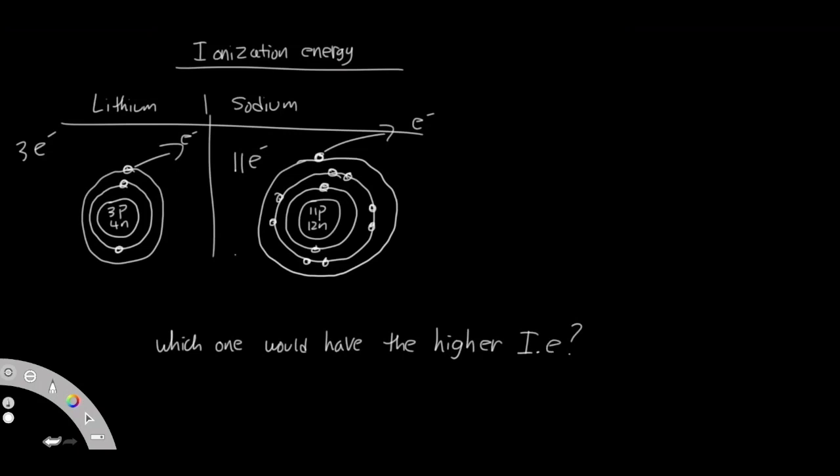Think back to our second last video, ionic radii, about the effective nuclear charge. Which one has a higher effective nuclear charge? Definitely sodium, because it has a higher atomic number. Because there's 11 protons, and there's a sufficient amount of electrons here, it's going to be very tightly held together. Remember, strength comes in numbers. All right? So we would think it's going to be more difficult to get rid of this electron.